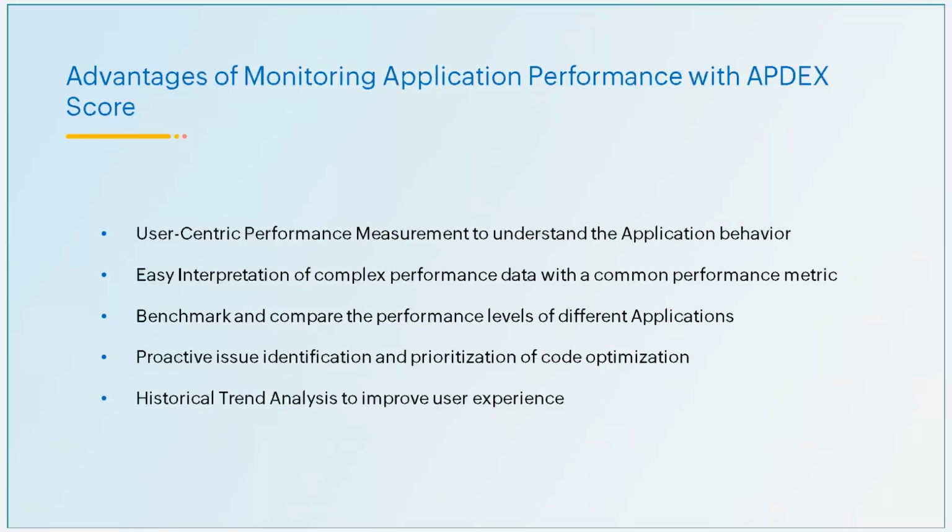The fourth is proactive issue identification and prioritization of code optimization. So when the performance falls below the acceptable level, the AppDex score will help you to identify the critical transactions with low scores, highlight the areas for code optimization. Alerts are triggered, enabling quick issue identification and improving the key transactions that impact the user satisfaction.